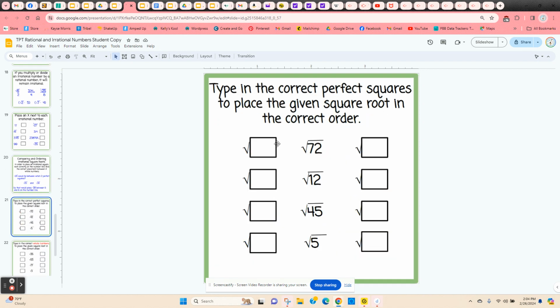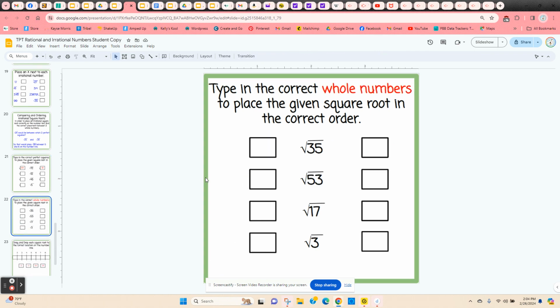And so on the next slide, students are going to be writing these perfect squares that would be on either side of these irrational square roots. So for example, the square root of 72 would be between the square root of 64 and the square root of 81, between these 2 perfect squares. So that means on the number line, it's going to be between 8 and 9. They're going to do that with the rest of those.